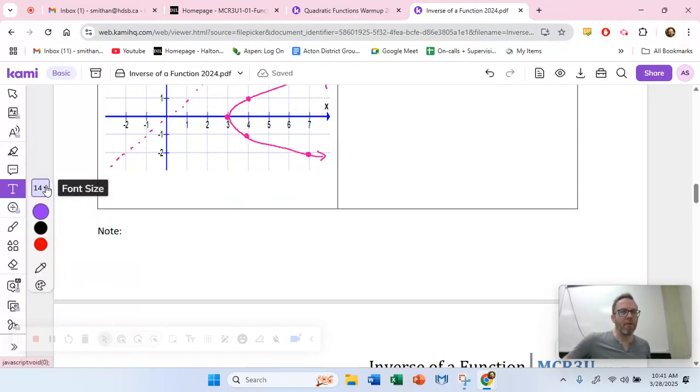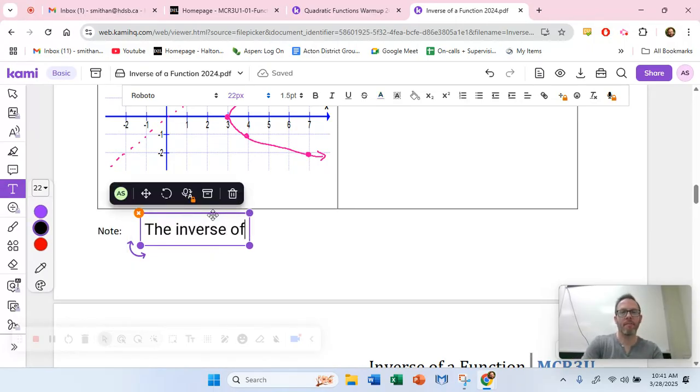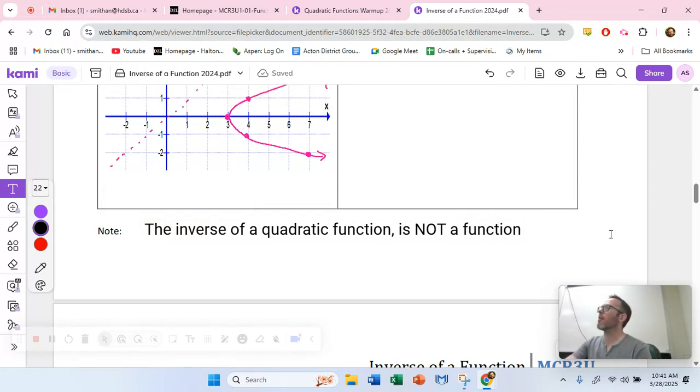So we saw the inverse of a linear function was a linear function, but that's not true with quadratic functions. Light purple, a terrible choice. The inverse of a quadratic function is not a function, which is pretty crazy. Well, if it's not a function, then what's its equation? We're going to investigate that in a second.